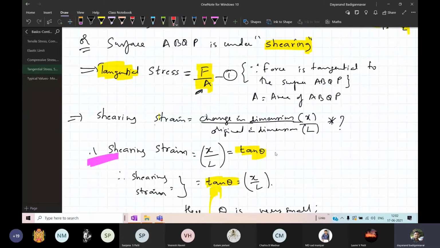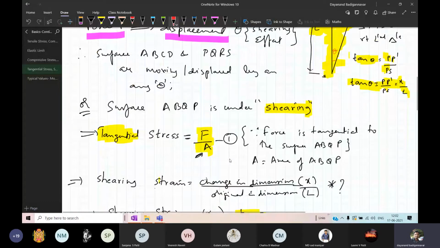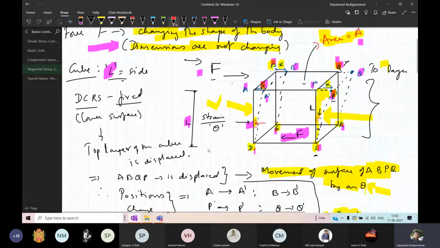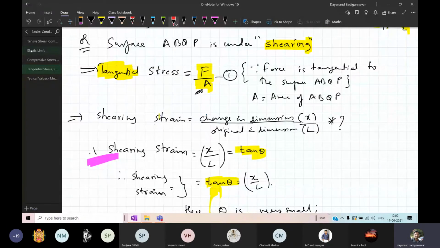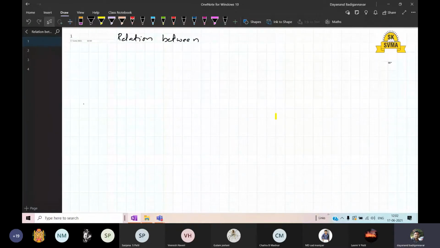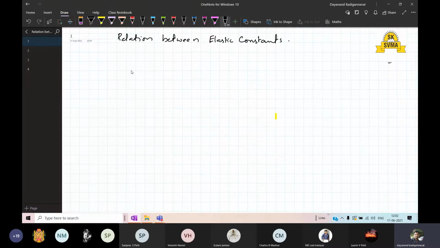What is F? It is a tangential force. You are applying the force tangentially. So these are the three different types of moduli. Now in this class today, we will connect all these three types of elastic constants. So let us start with the relation between different elastic constants.